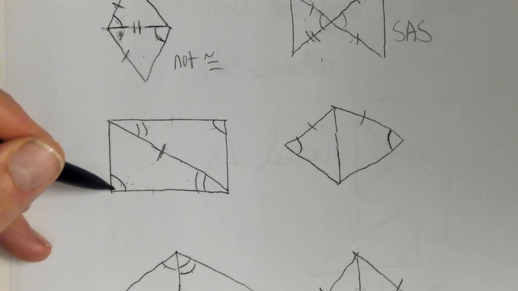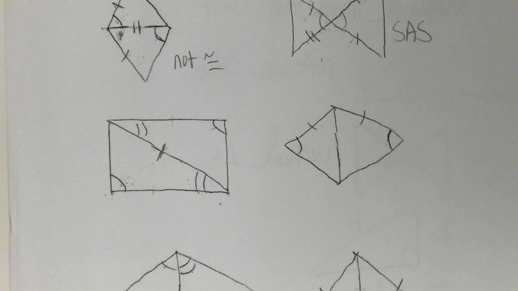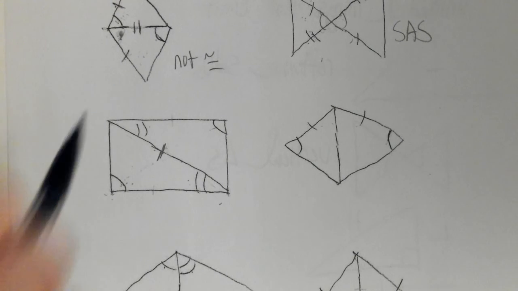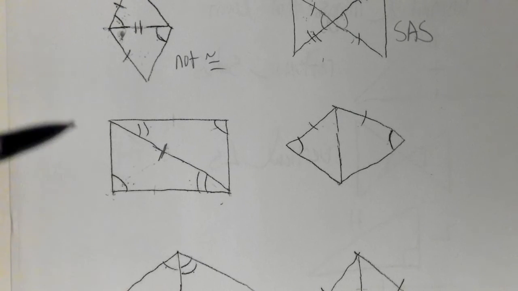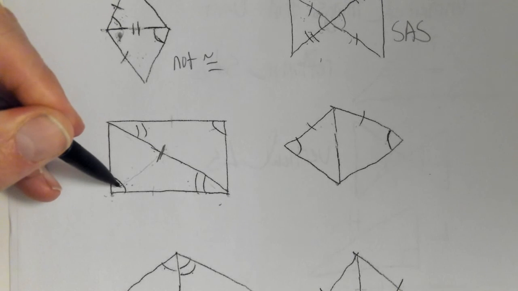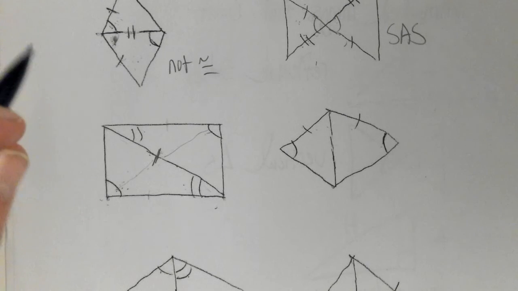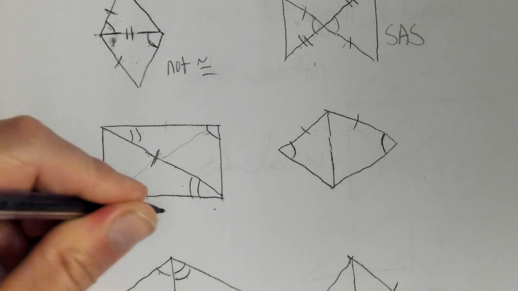Remember, the endpoints of the included side should be the vertices of the two angles that you have marked. So it's a non-included side, but remember what we said with angle, angle, side. You've got to make sure you have the corresponding non-included side. How do we do that? We look at the angle that's across from the side. The angle across from this side has one mark. The angle across from this side has one mark. It is the corresponding non-included side. So we're going to write our answer as angle, angle, side.